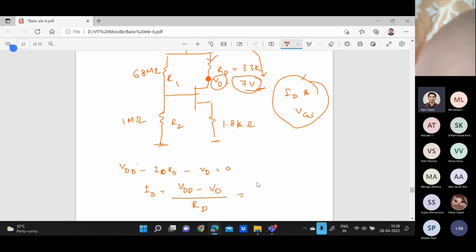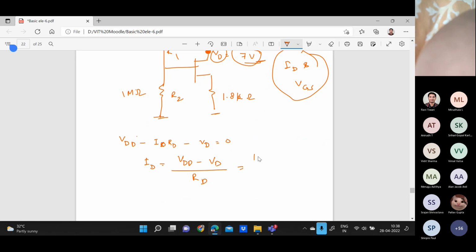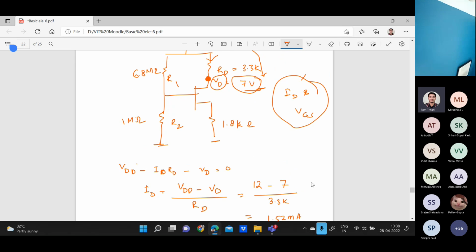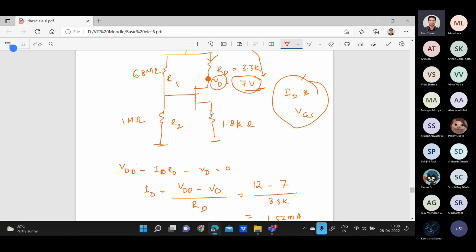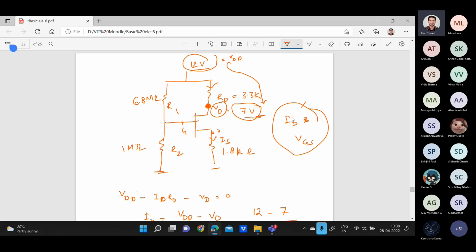In this numerical, the value was 12 volt for the VDD minus 7 divided by 3.32. So you can get the value of ID, that is 1.52 milliamps. Now, for example, you have to find out the value of IS. This is the IS, right? This is source, this is drain, this is gate. So the ID, that first part is over.